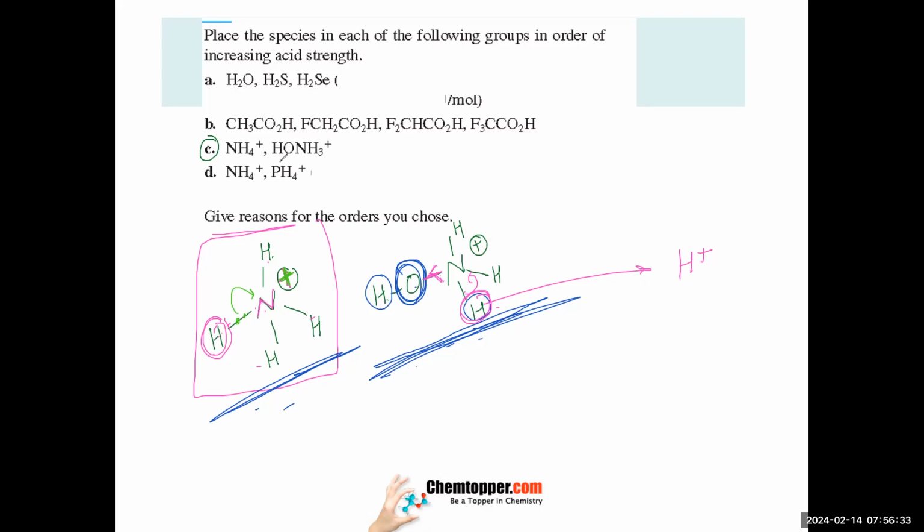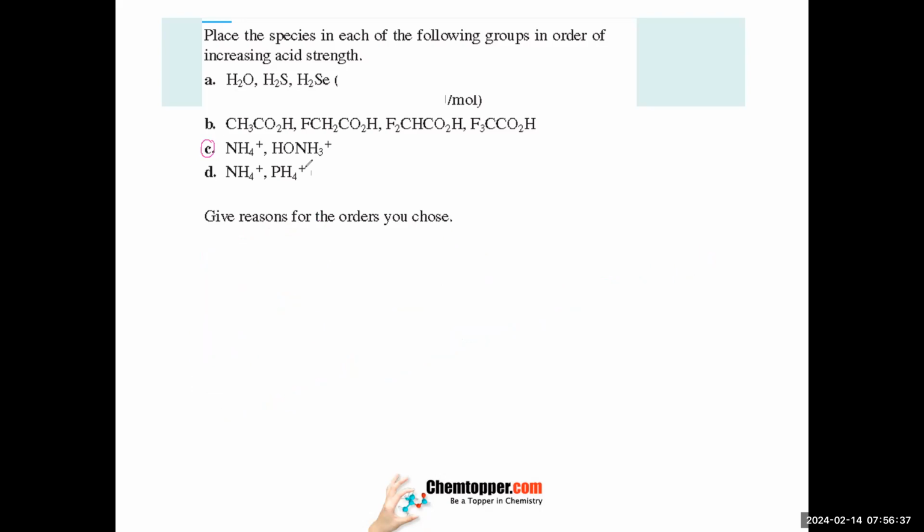So which one is the stronger acid? Which one is the stronger acid? This one, the second one. Stronger, because there is oxygen also, which is pulling electron density from nitrogen. So nitrogen will kick out hydrogen as H plus.